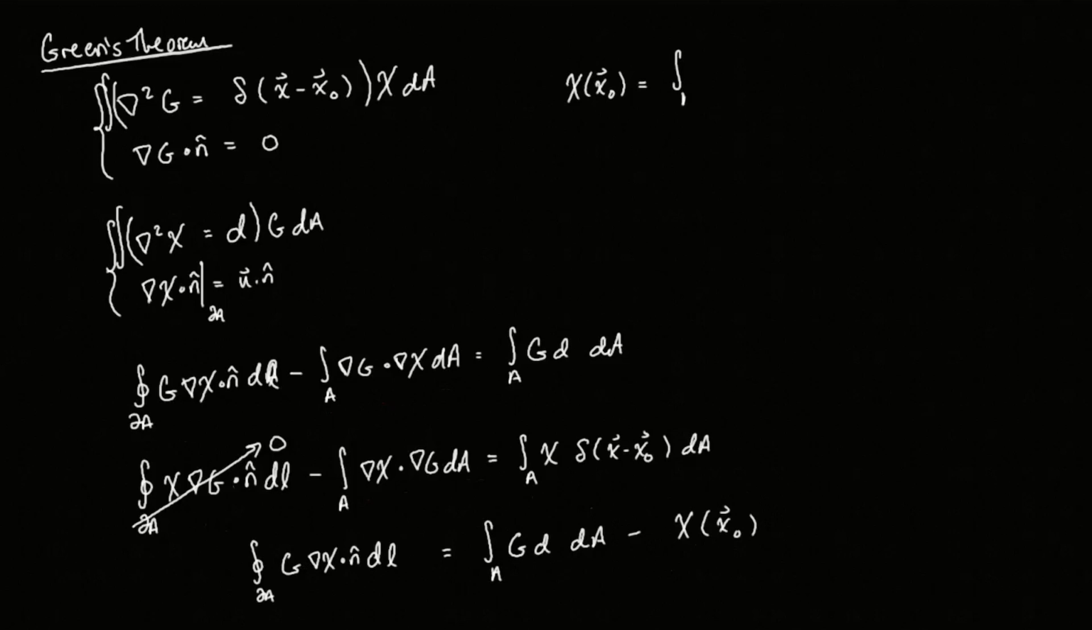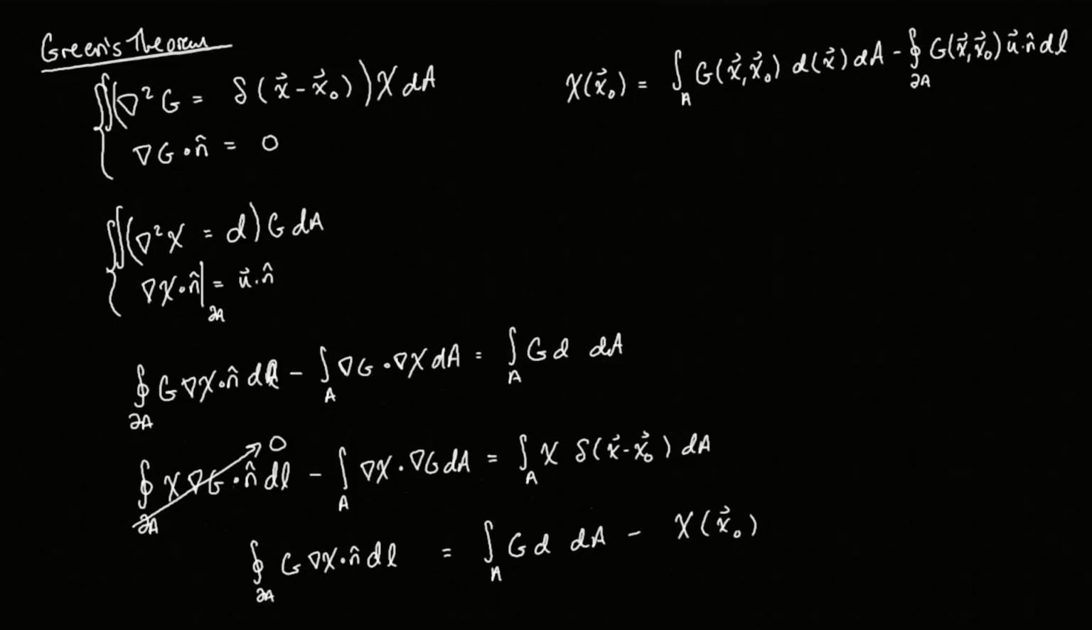the area integral of g, and I'm going to denote g as being a function of the parameters x and x naught, okay, multiplied by D, which is a function of x, dA, minus the boundary integral of g(x, x naught) u dot n hat dl.